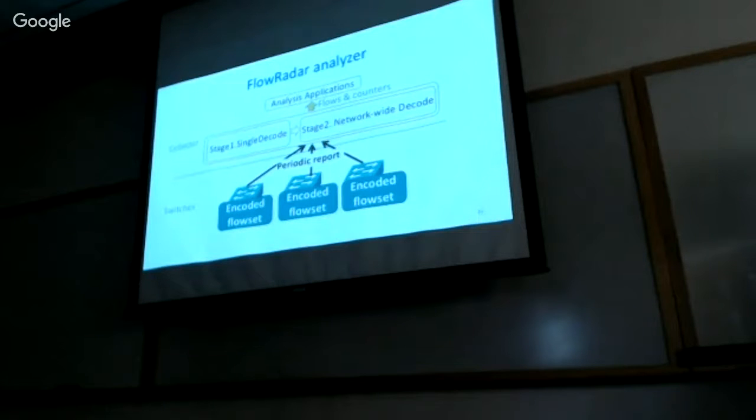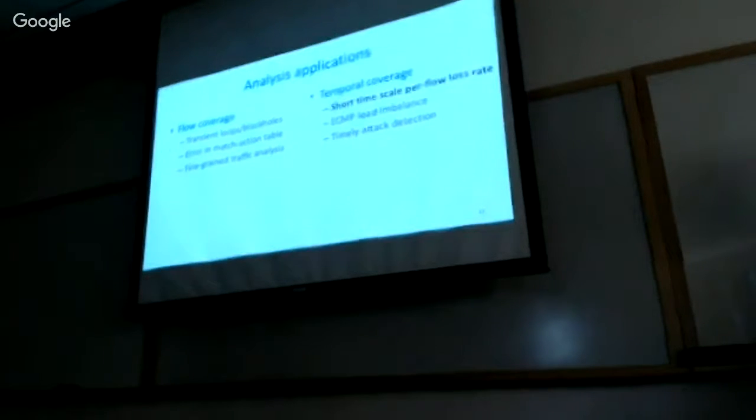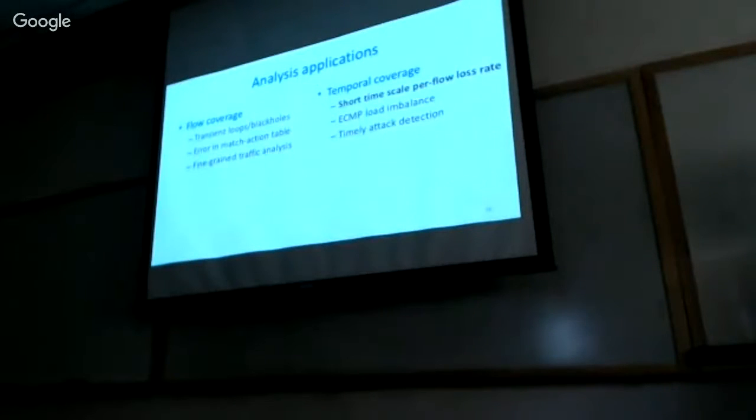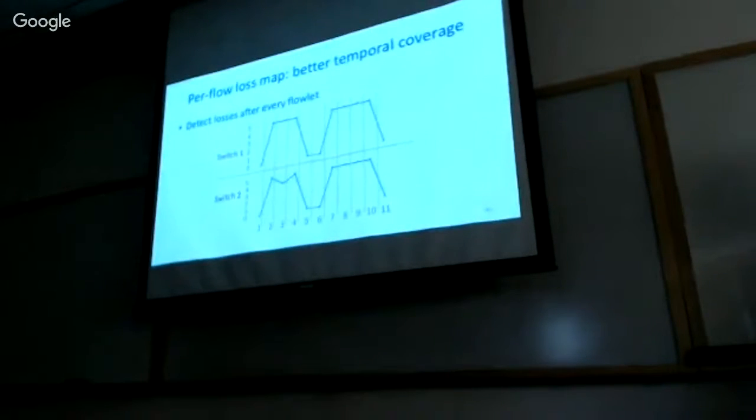Next, we will show some analysis applications. There are many applications that could be built on the full flow coverage and the fine-grained temporal coverage provided by FlowRadar. Let's take a short time scale per flow loss rate analysis as an example. We test the loss of one flow between two switches. We set the switch to report the flow set every 10 milliseconds. The x-axis is the 10 millisecond unit number. The y-axis is the number of packets during one 10 millisecond unit.